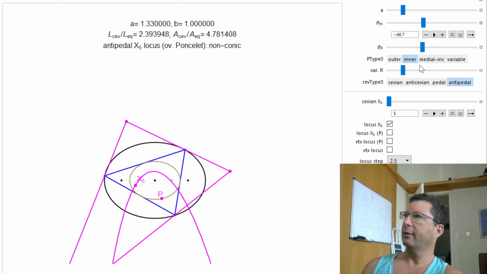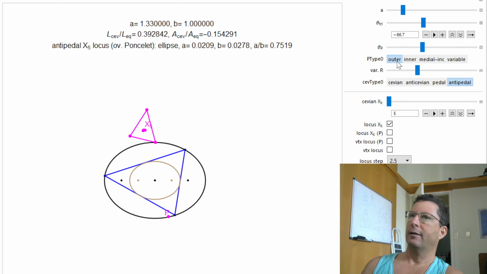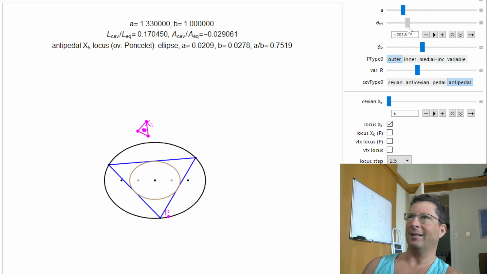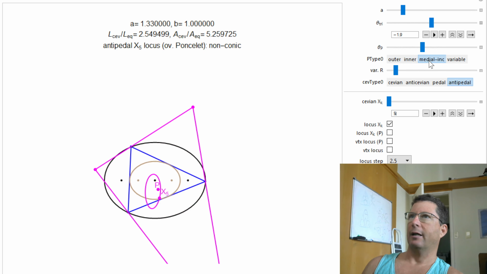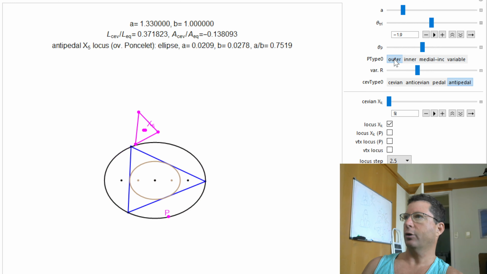Not if P is here. What if P is there? If P is here, it looks like X5 will be an ellipse if P is on the outer Steiner. Okay, but it's a pretty tiny ellipse. If P is on the inner Steiner, this is a non-conic, and so forth and so on. Okay, so good. So that's X5.